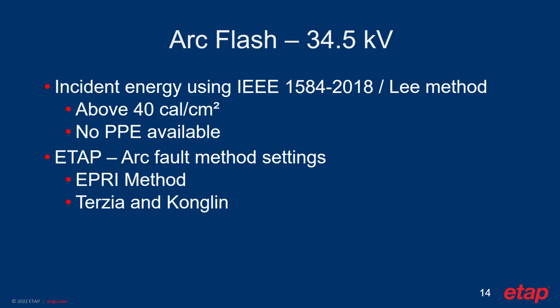So in this case, all the corresponding incident energy calculations at that location were already above 40 calories per centimeter square. So ETAP recommended the method that is the best fit for this particular application, since the 1584-2018 standard's scope ends at 15 kV. So we had the EPRI method suggested for this particular application, and that would give much better, improved results that we could actually evaluate for the location we are targeting, which is way above 40 calories per centimeter square.